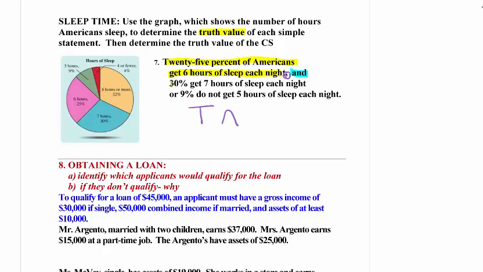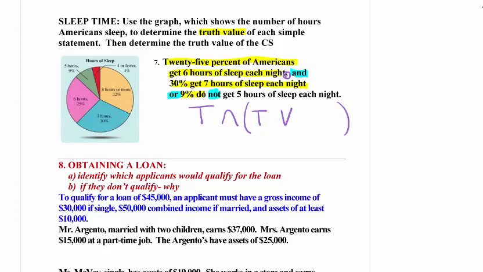My next simple statement is 30% get 7 hours of sleep each night. So I look for the 7 hours, and that is a true statement as well. This is going to start the parentheses because of the comma, so that's going to be a true. We have an or. And my last statement is going to be 9%, but you notice that there's a very important word in there that I'm not going to highlight in yellow. That's going to be my negation.